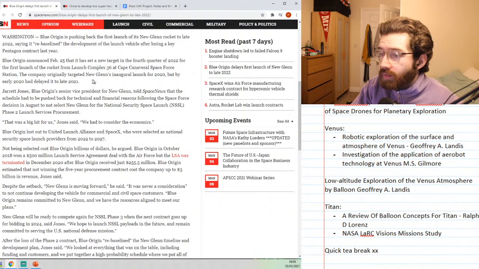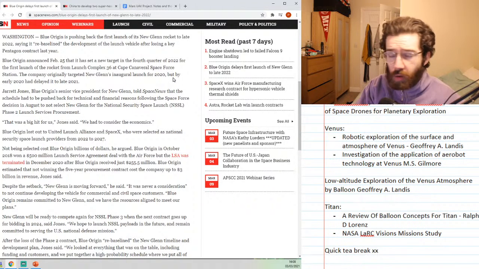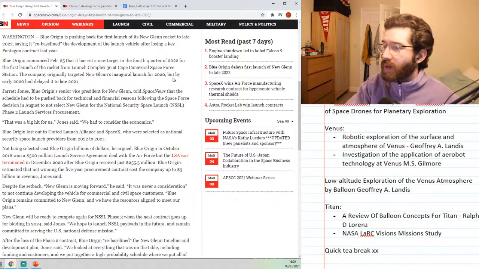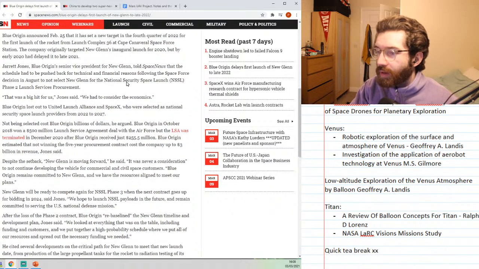Okay. They announced on the 25th of Feb that it has a new target in the fourth quarter of 2022 for the first launch of the rocket from Launch Complex 36 at Cape Canaveral Space Force Station. And originally it was supposed to launch in 2020, but then it got pushed back to 2021, and I'm sure with COVID and everything that's going on, things are just getting pushed back quite a bit, so it happens. It's fair enough.